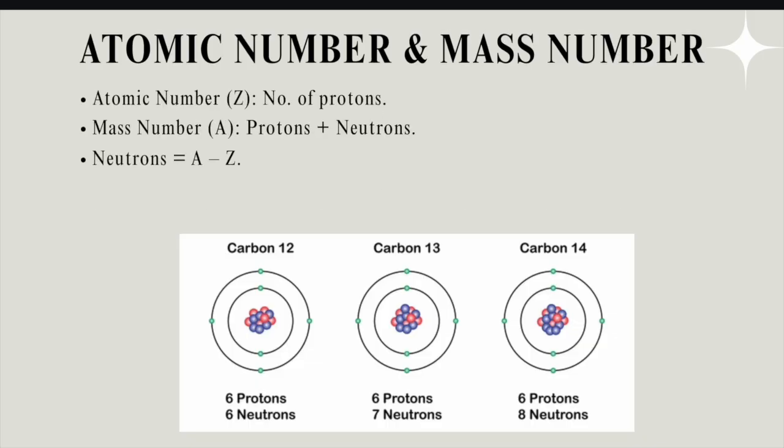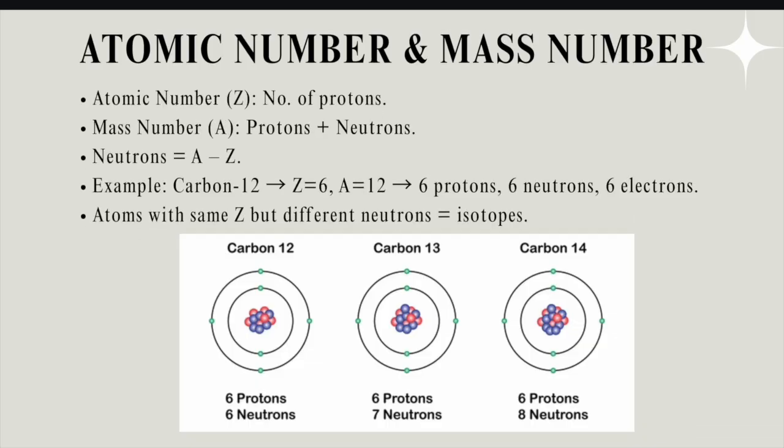Moving to next, the atomic number and mass number. Atomic number is represented by the letter Z. It says the number of protons present in an atom. That is the positive charge. The mass number is represented by the letter A, and it is the sum of protons plus neutrons.